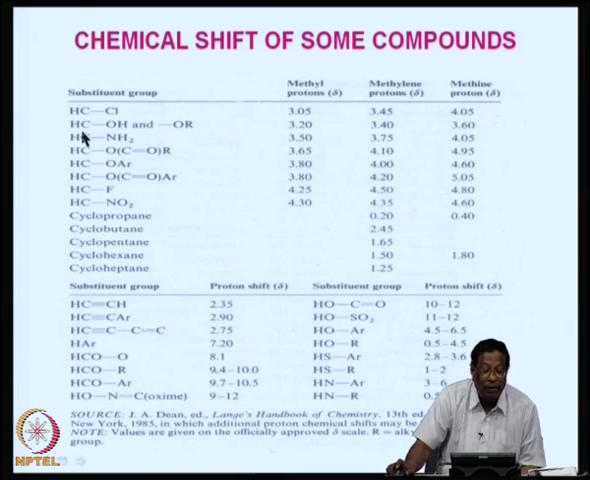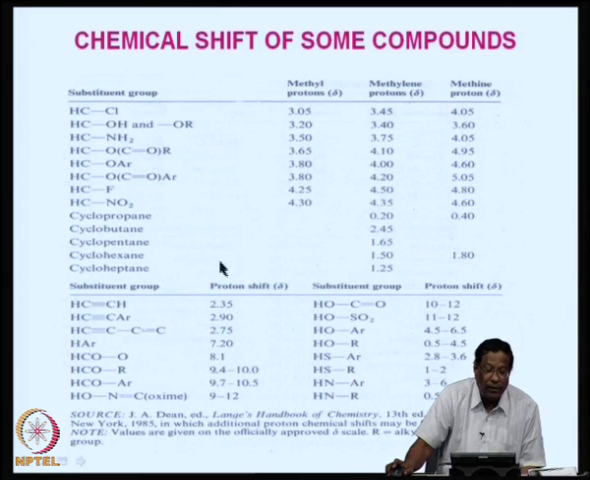For example, the second one is H-C-OH or OR instead of chlorine. Here you would see numbers like 3.20 for methyl, 3.40 for methylene and 3.60 for methine groups. Suppose you have a cyclopropane group, all of them are approximately equivalent, but if the substituents are methylene protons, then the chemical shift would be hardly 0.20 and this would be around 0.40.